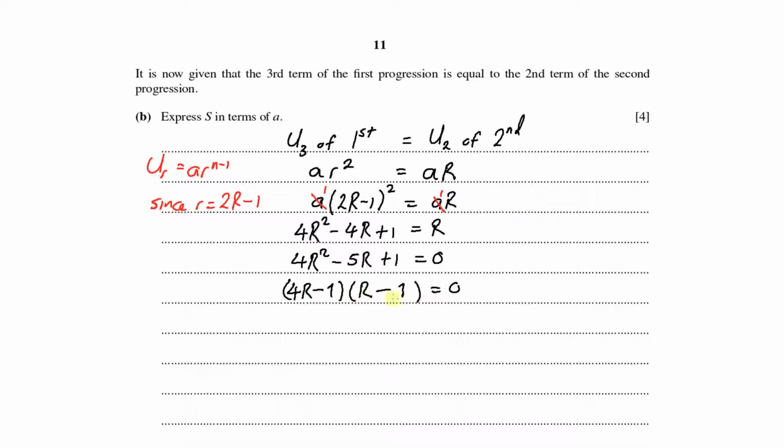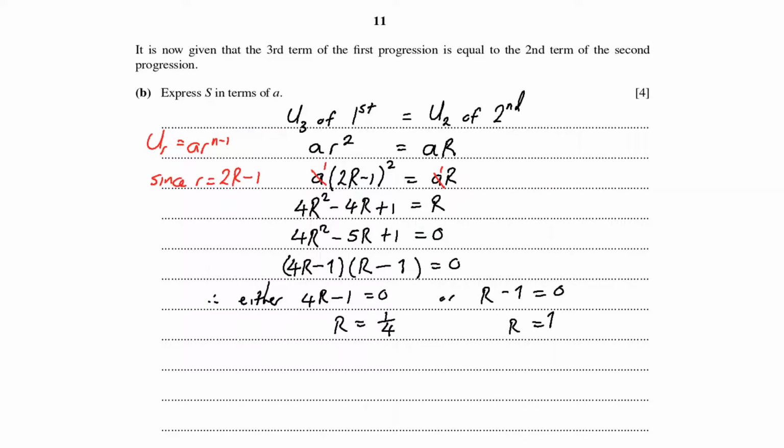So we've now factorized it, which therefore means that either 4r minus 1 is equal to 0 or r minus 1 is equal to 0. Here we get r coming out as a quarter, and here we get r coming out as 1. So the value of r, which is the common ratio for the second geometric progression that we want, should be a quarter. So therefore, the value of r we want is a quarter.